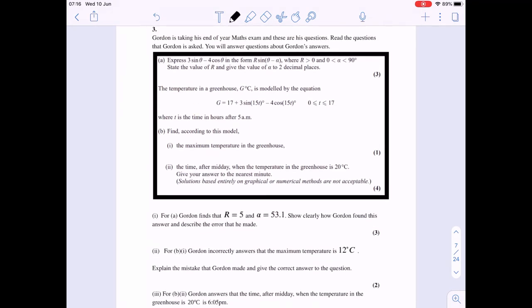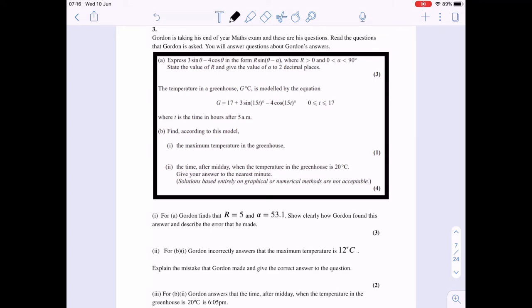Okay, question 3. Gordon is taking his end of year maths exam, and these are his questions. Read the questions that Gordon is asked. You'll answer questions about Gordon's answers. So, first up, we've got one of these addition formulae questions where we're combining sine and cos into one trig function. In this case, it's sine.